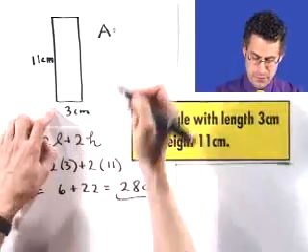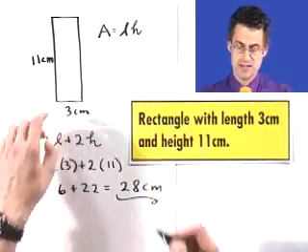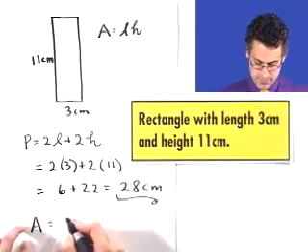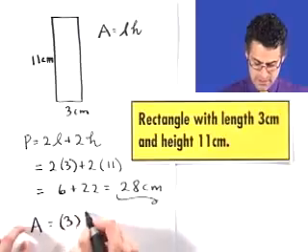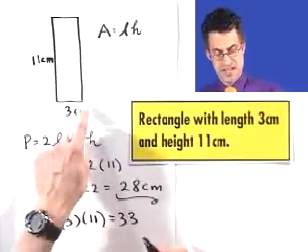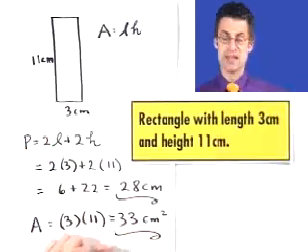What about the area? Well, the area, remember, the formula for that is length times height. And so what would that be? Well, the area in this case would be 3 times 11, or 33. And what are the units here? Well, since it's centimeters times centimeters, it's centimeters squared. Neat. Great formula. Perimeter, great formula. Area. That is just for the rectangle.